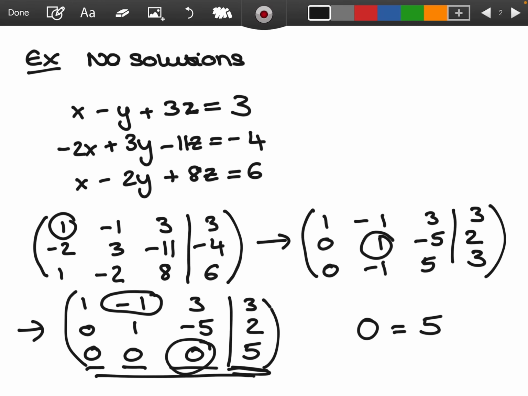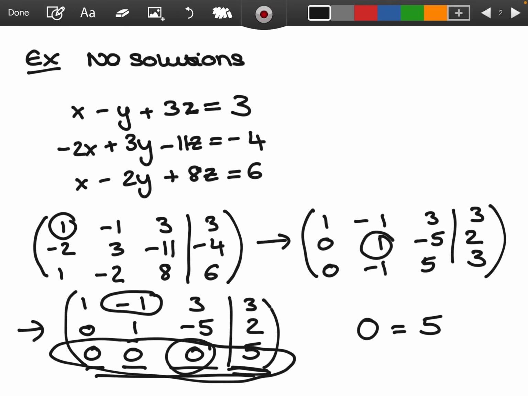So if you ever come to a point in a problem where you get this inconsistency, there is always no solution to the problem. So always look for all zeros on the left-hand side on a particular row and a non-zero constant on the right. If you have a row that looks something like this, with all zeros on the left and a constant that's non-zero on the right, it means that there is no solution.